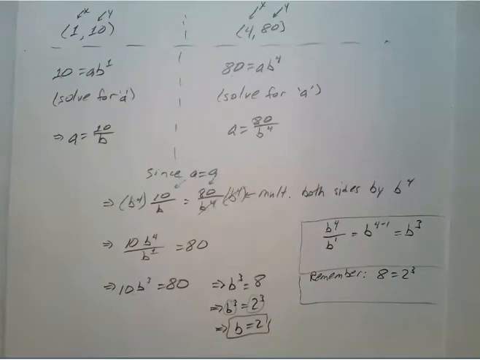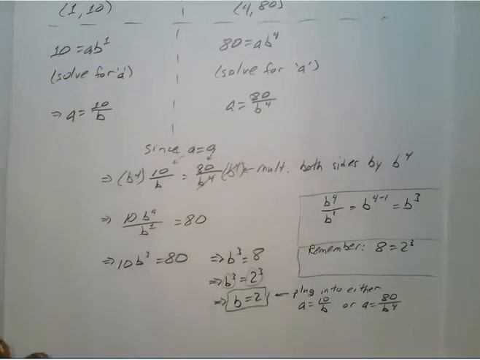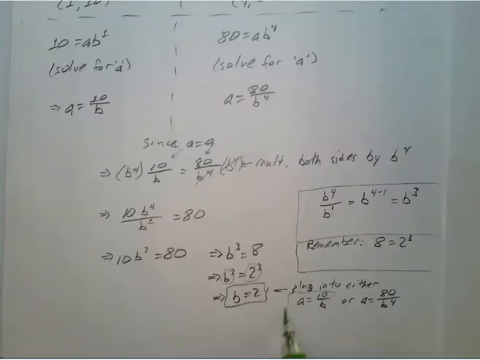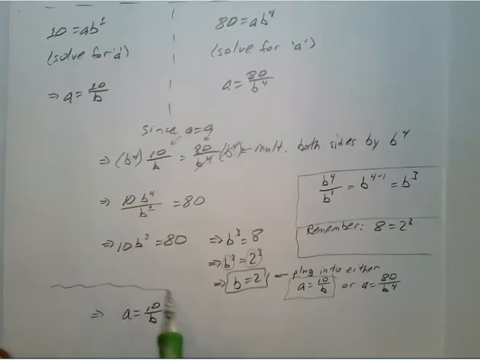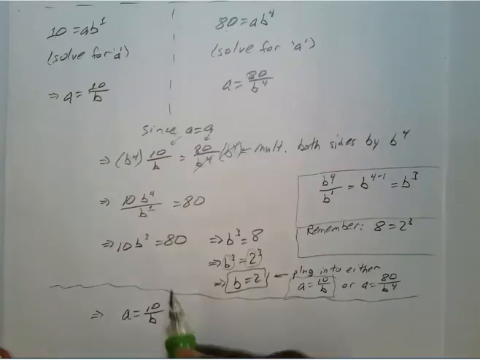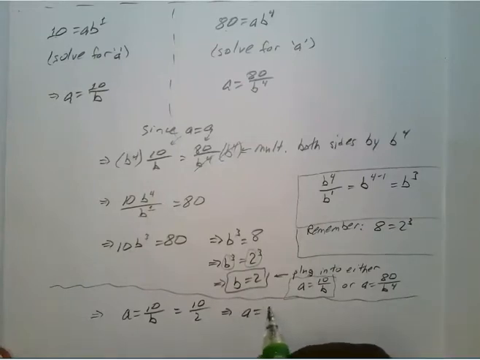Okay. Now that we have our b value, we just plug this into either a equals 10 over b or a equals 80 over b to the fourth. And again, you can plug it into either one and get the same answer, but always pick the one that looks the easiest. So we have 10 over b. So a equals 10 over b means that you have 10 over 2. So a is equal to 5.